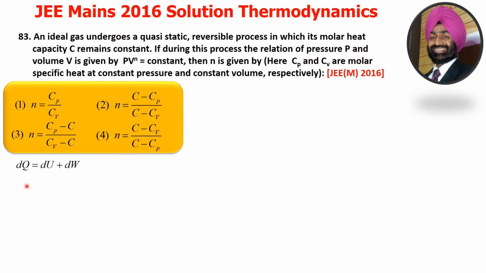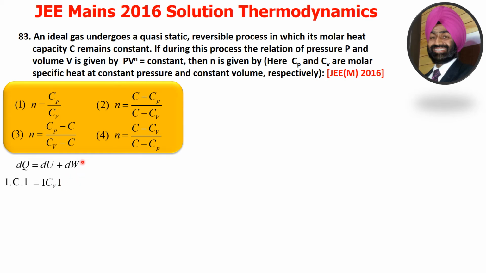So dQ should be equal to n, that is 1, C, that is specific heat, into rise in temperature, again 1. And dU, as you have already discussed in thermodynamics, dU equals n Cv dT. So here it should be 1, number of moles, Cv into rise in temperature, that is T2 minus T1, final temperature minus initial temperature, which should be equal to 1.